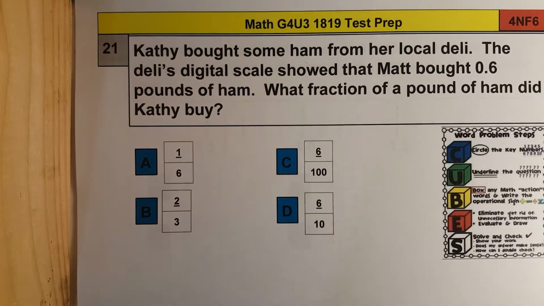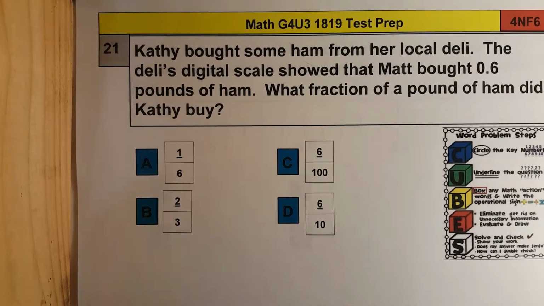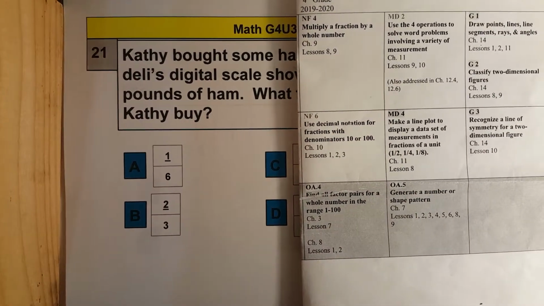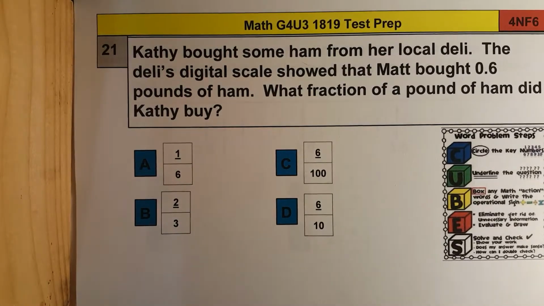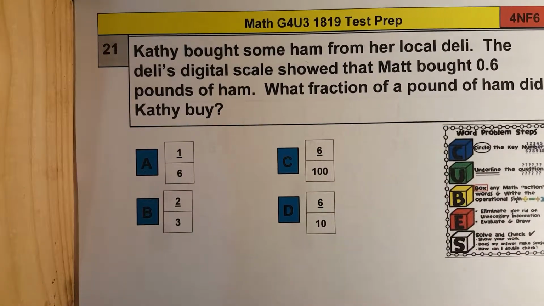Here is number 21, which is 4NF6. And 4NF6 is the standard right here. Use decimal notation for fractions with denominators 10 or 100. So another word problem.